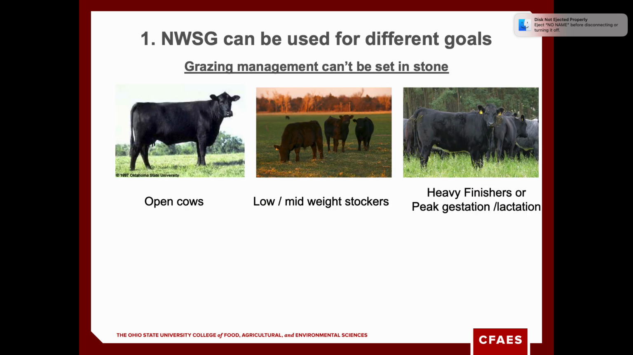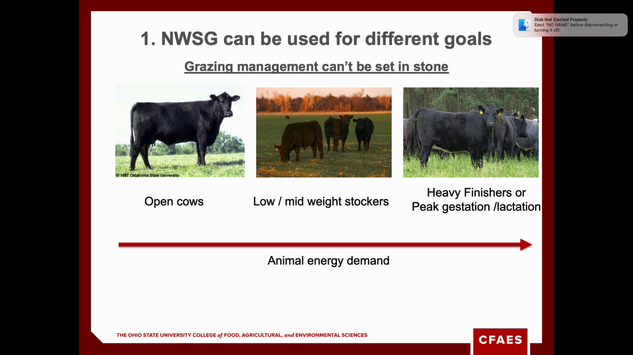But then comes the challenge. How do I manage my pasture according to my animals? Are you going to have more mass, less quality, more quality, less mass? How do you do that? And basically the idea is which type of animals you have in your farm and what are their energy demands. For example, an open cow compared to a heavy finisher animal that is going for slaughter. The amount of food and energy that that animal has to have is very different.